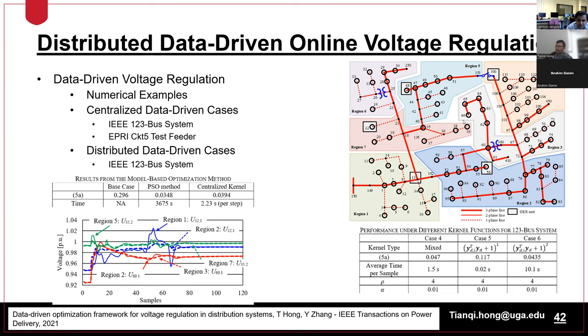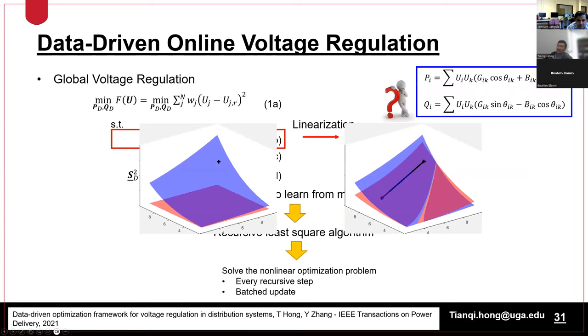It's a simple voltage regulation problem. I only have active power and reactive power for a DER in a four-bus system, as I mentioned before. So there are only two variables here, and the z-axis is the objective function. The blue surface is the exact analytic objective surface we can compute, and the red one is the estimate represented by the different kernel methods.